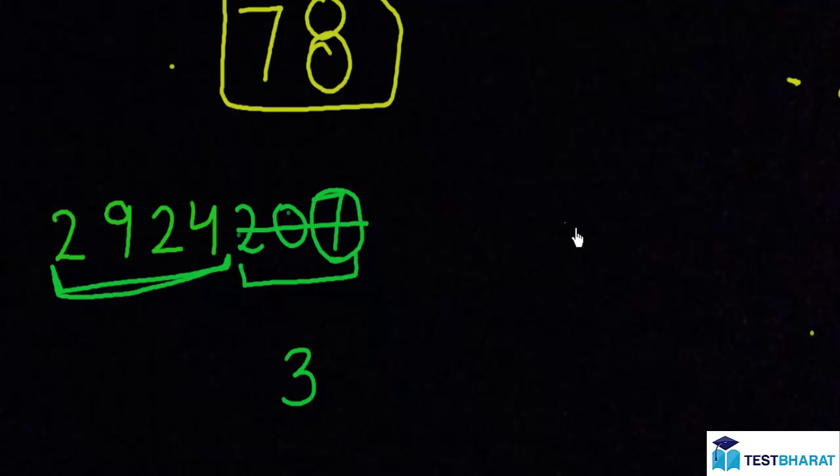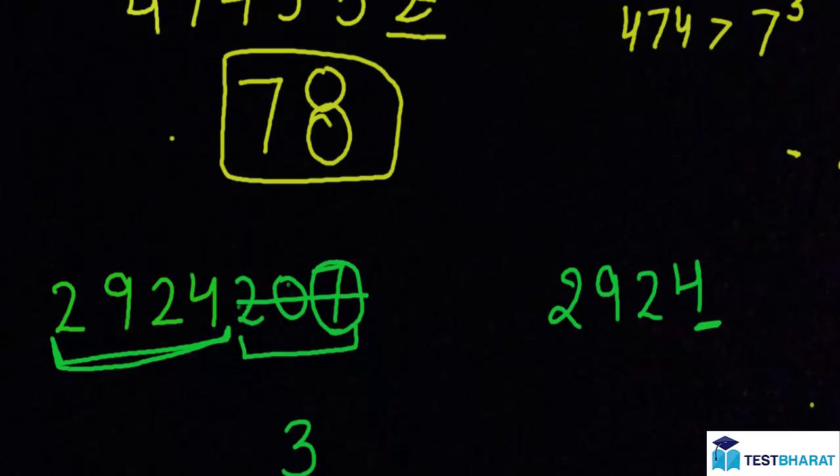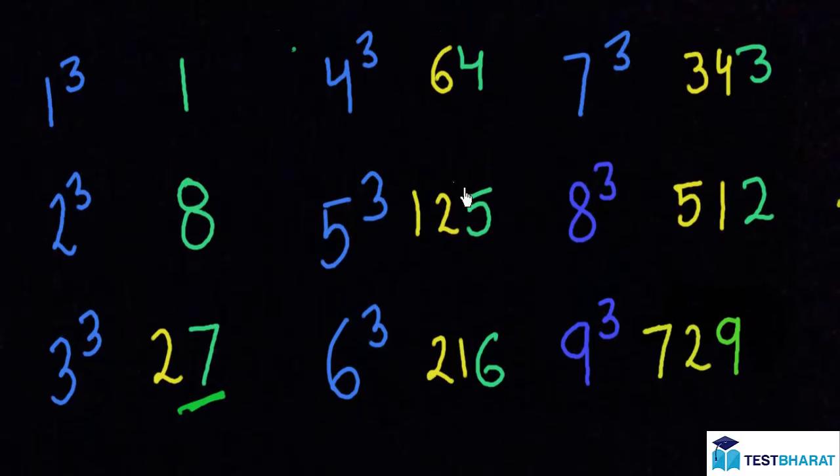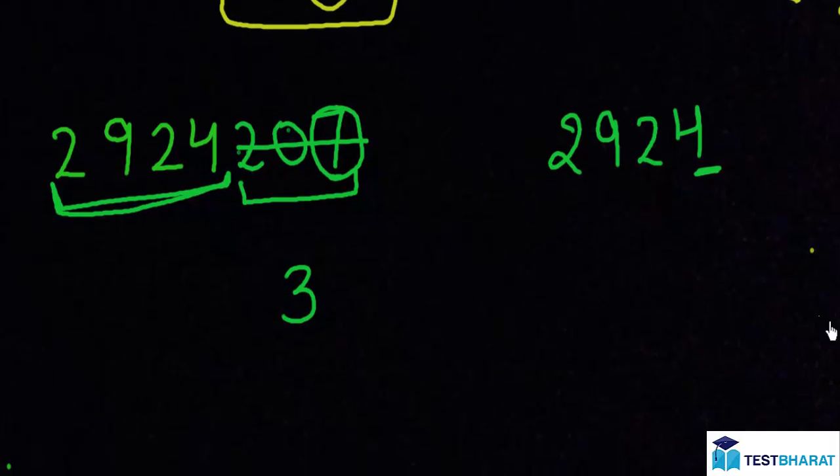Here we have to find out the cube root. Similarly, if we have to find the cube root of 2924, then we just take the last digit, which is 4 here, and compare it with the last digit of 4 cube, which is 4. So we will do similarly, like we cut this 207, we cut this down and we will say that this is 4.